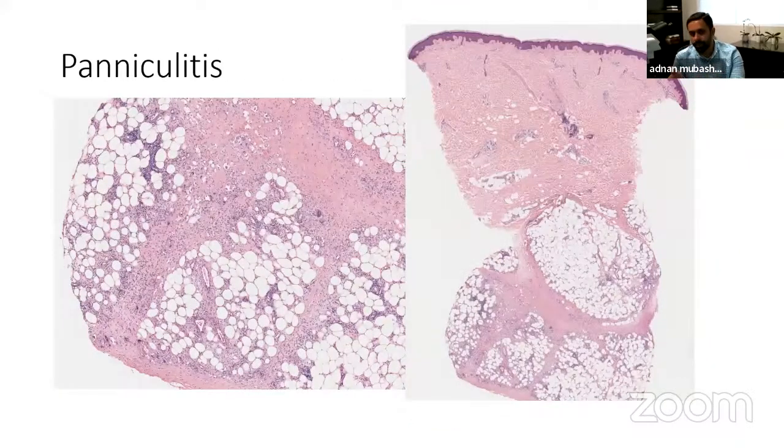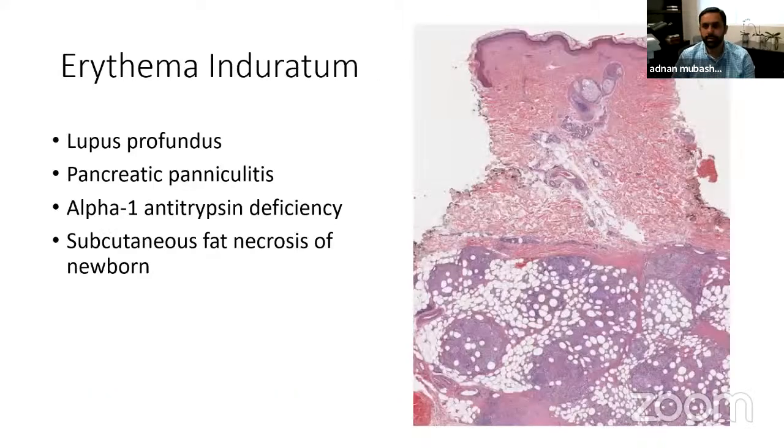If you have septal panniculitis, your main differential diagnosis is erythema nodosum. As opposed to lobular panniculitis, where you can have lupus profundus, pancreatic panniculitis, alpha-1 antitrypsin deficiency, or even subcutaneous fat necrosis of the newborn.